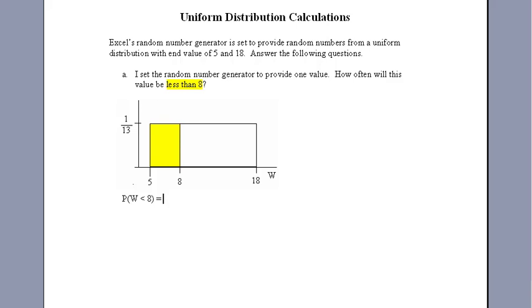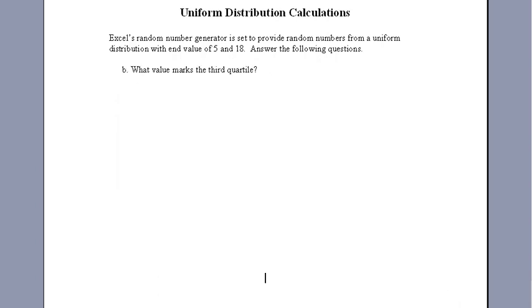Now to calculate this rectangle, it's going to equal the width, which is 8 minus 5, and the height is 1/13th, the product being the proportion of times I'm going to get a value less than 8, which is about 23% of the time. Let's look at another question. What value marks the third quartile?